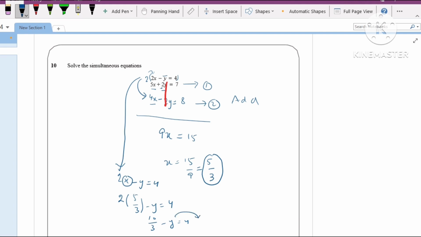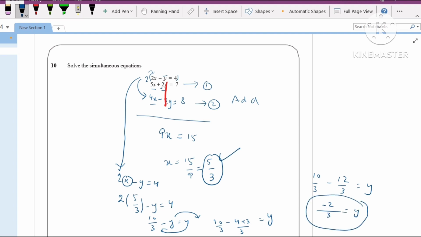It will be plus y, and minus 4 here. 10 over 3 minus 4. To make the denominators the same, multiply both numbers by 3, so it becomes 10 over 3 minus 12 over 3 is equal to y. So 10 minus 12 is minus 2 over 3, that is the value for y. This is the value for y, and this is the value for x. This was the question about simultaneous equations, question number 10.